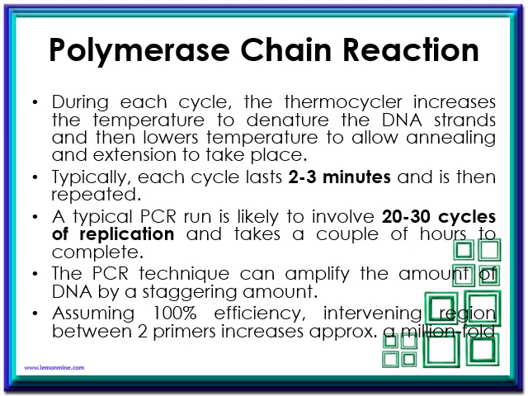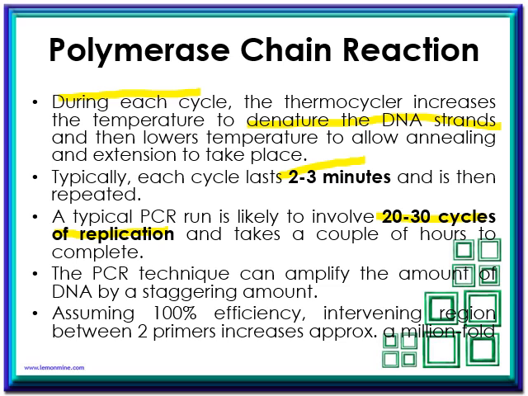So during each cycle, the thermocycler increases the temperature to denature the DNA strands, then lowers it to allow annealing and extension. The cycle lasts for 2 to 3 minutes and is then repeated. A typical PCR run is likely to involve 20 to 30 cycles of replication. So the PCR technique can amplify the amount of DNA by a staggering amount.